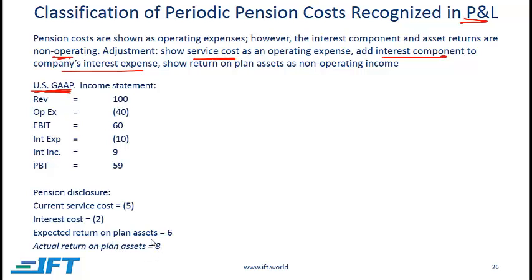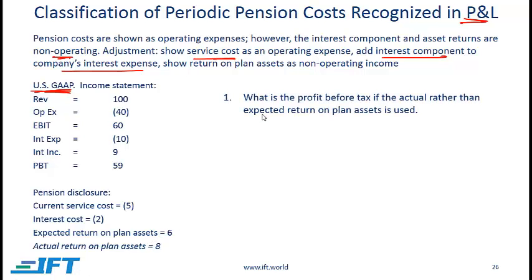So what sort of an adjustment do we need to make? And specifically, what is the profit before tax if the actual rather than the expected return on plan assets is used? So let's start doing this. The difference between 6 and 8 is 2. So very easily we can say that the actual return is 2 more, so the profit before tax needs to be 2 more, which is going to be 61.